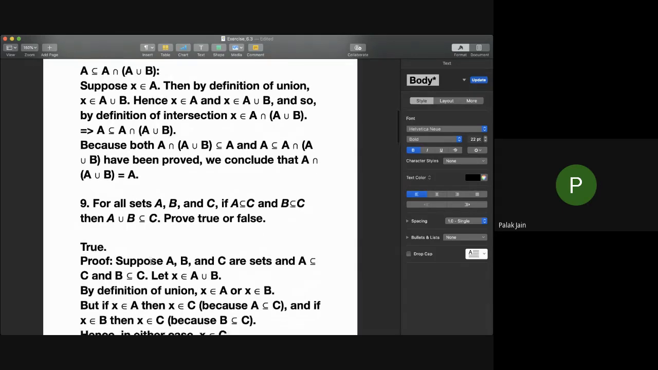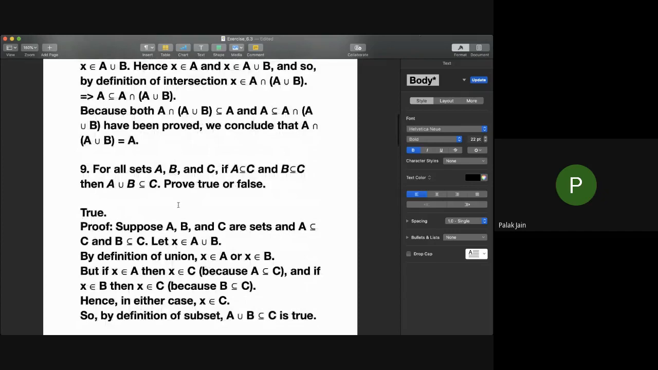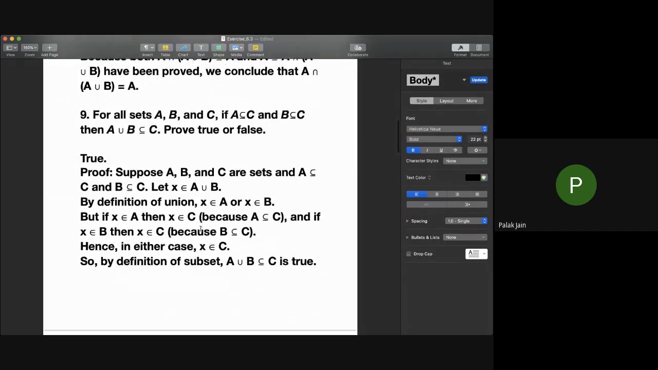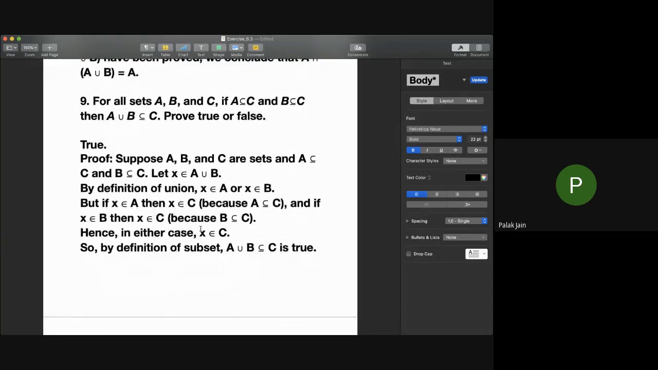The ninth question now. For all sets A, B, and C, if A is a subset of C and B is a subset of C, then A union B is a subset of C. We have to say if this is true or false. The statement is true, and this is the proof. So suppose A, B, and C are sets, and A is a subset of C and B is a subset of C. This is given. So you can assume X belongs to A union B.